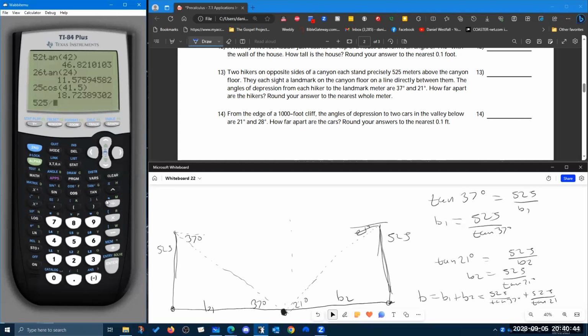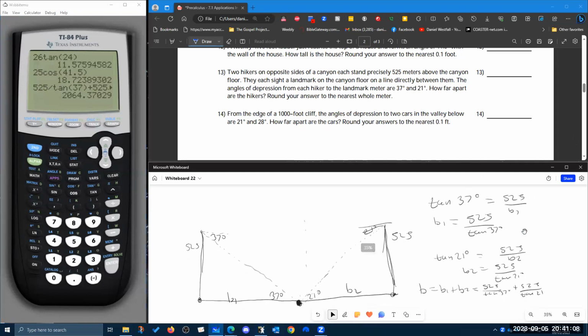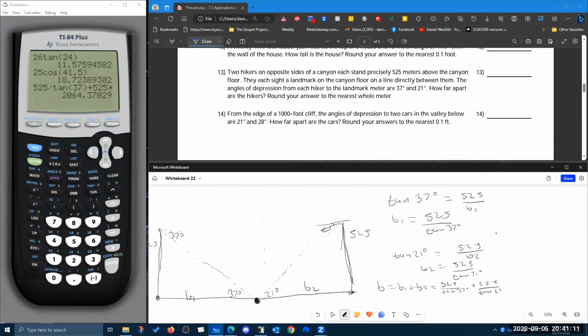525 divided by tan 37 plus 525 divided by tan 21 is going to give me that B is approximately 2064 meters. It says to round to the nearest whole meter.